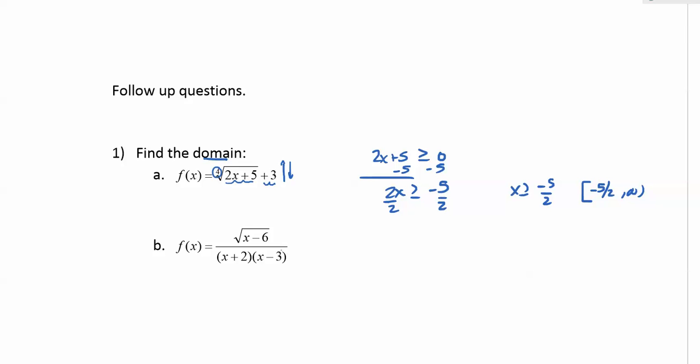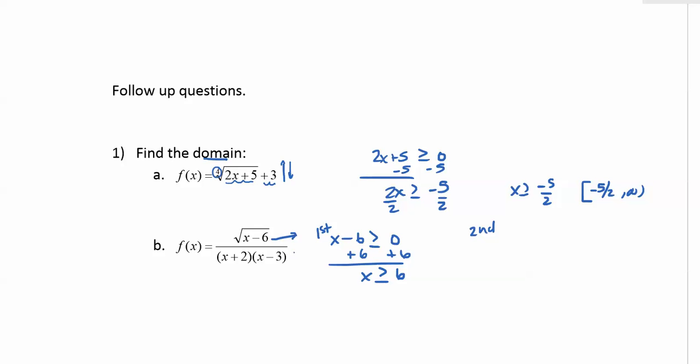Now on part B, we have f of x equals the square root of x minus 6 divided by x plus 2 times x minus 3. So there's really two kinds of things going on here that have restrictions in the domain. First, the square root. For the square root, x minus 6 must be positive. So set x minus 6 greater or equal to 0, and you get x is greater or equal to 6.